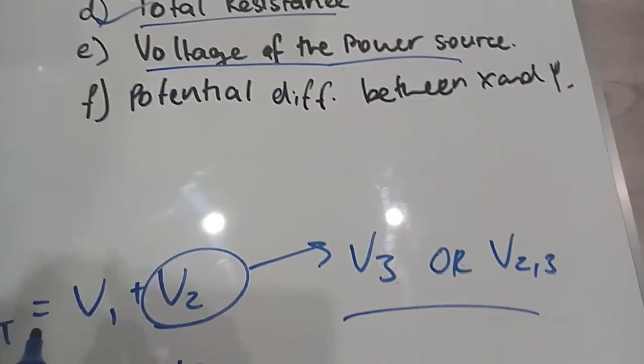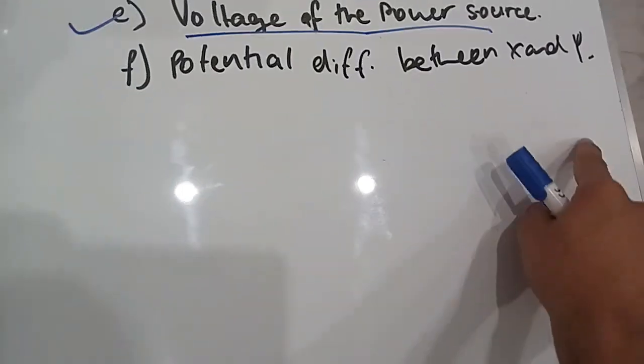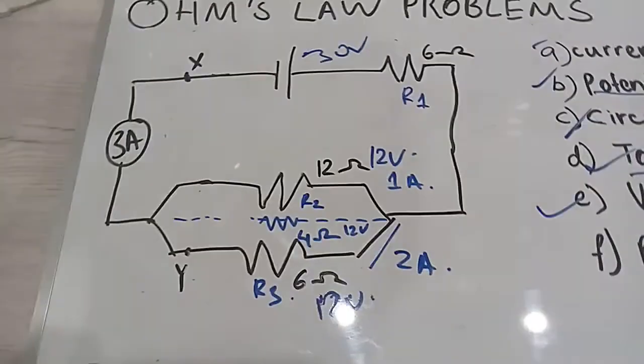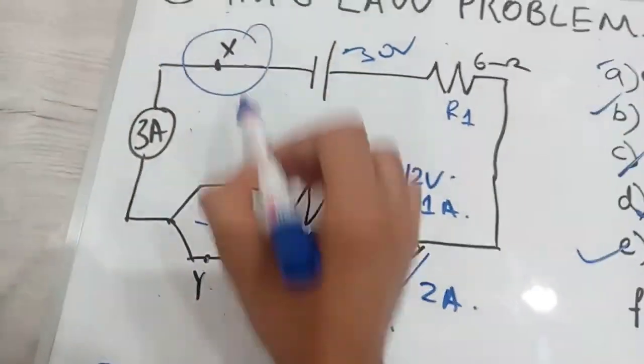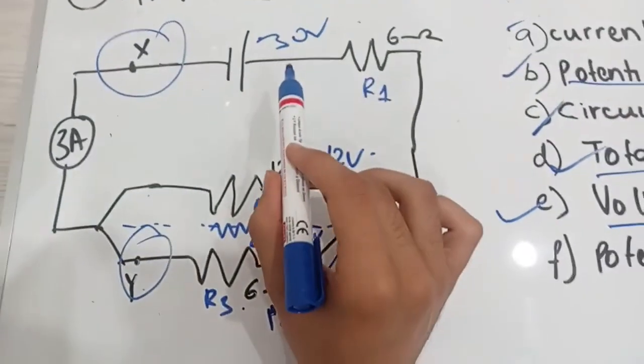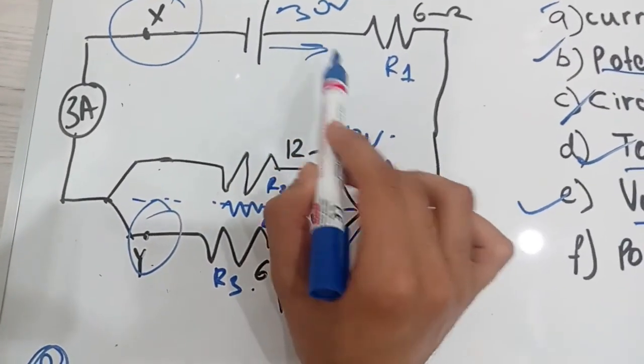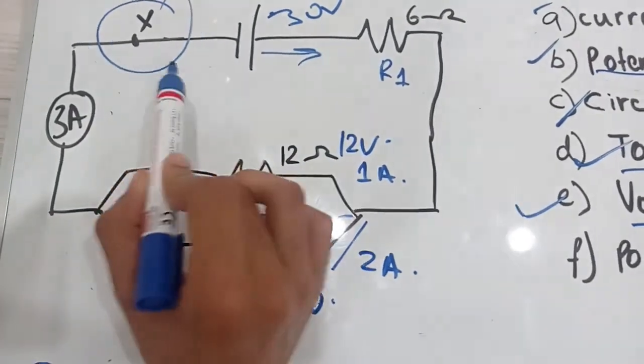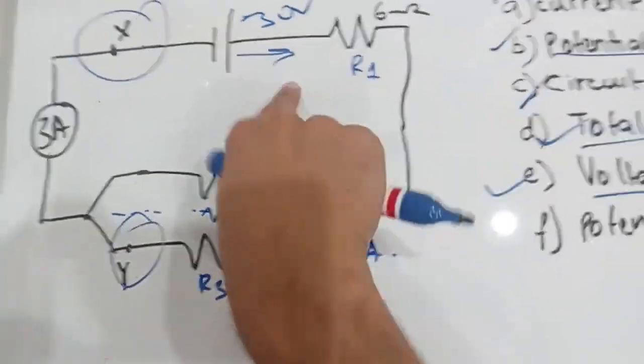Last question. What is the potential difference between X and Y? First of all, let's locate X and Y. X is over here and Y is over here. Okay, so let's imagine that 30 volts go out from here this time. Last time we imagined that they go out from the negative side, but this time let's imagine that they go out from this side.